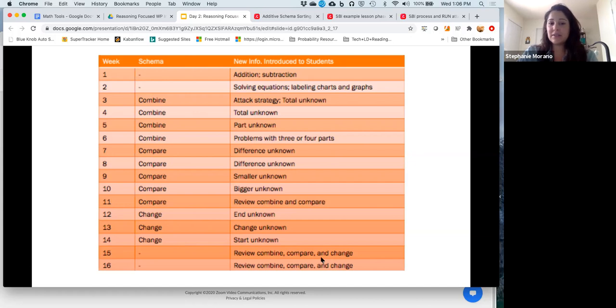So this is just an example, but I like to share this again just to make sure everybody is on the same page about how involved of a process this is for students, how much learning time and teaching time you need to devote.